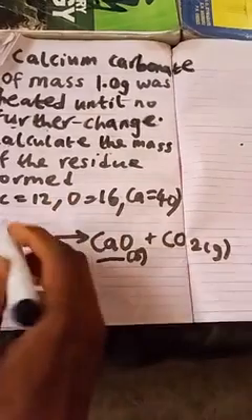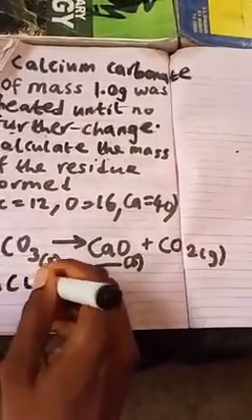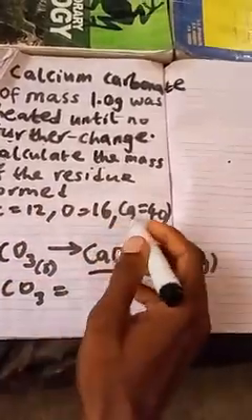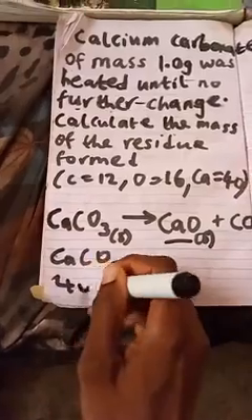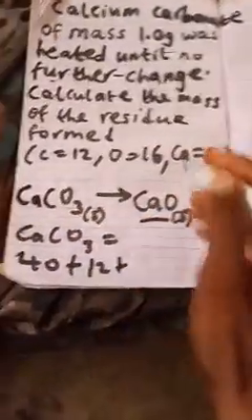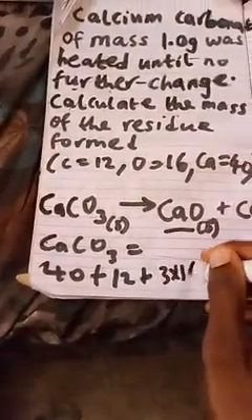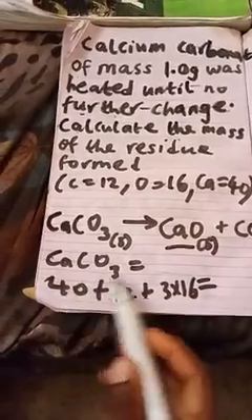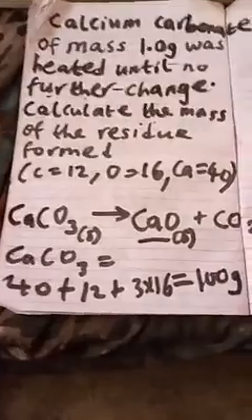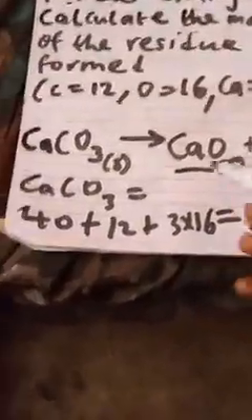So that means CaCO3. Let's get the molar mass. For CaCO3, carbon is 12, calcium is 40. Calcium 40 plus carbon 12 plus 3 oxygen, that means 3 times 16. If you solve the molar mass of it, it's going to give you 100 grams. So that was CaCO3.